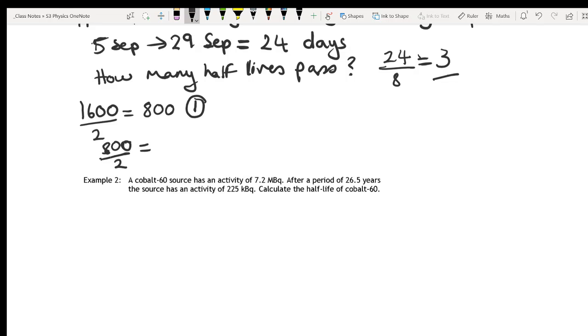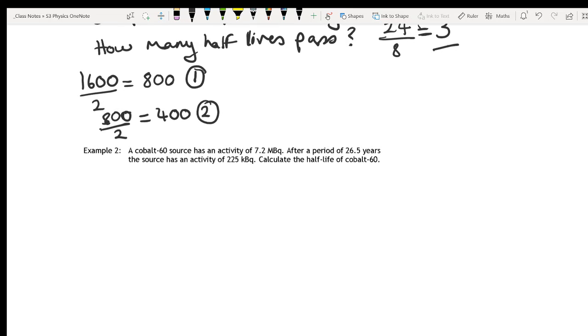800 divided by 2 is 400. So that's after 2 half-lives. So we need to do it again. So 400 divided by 2 is 200. And that's after 3 half-lives. So the answer is 200 kilobecquerels.